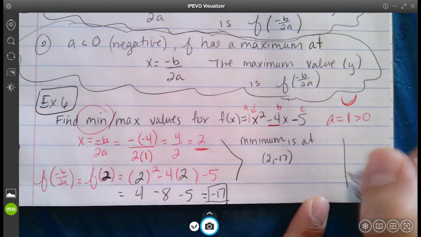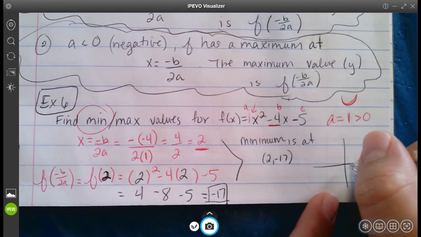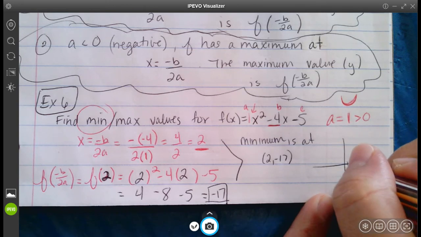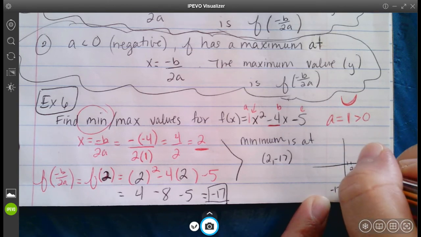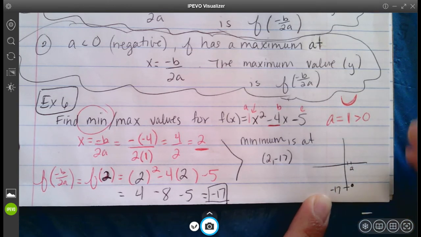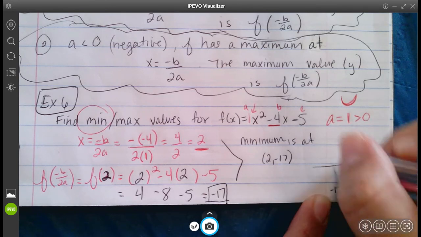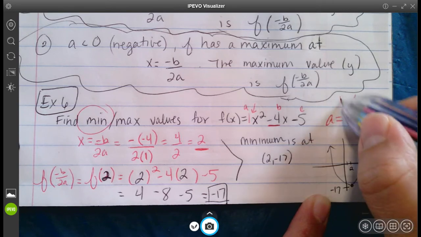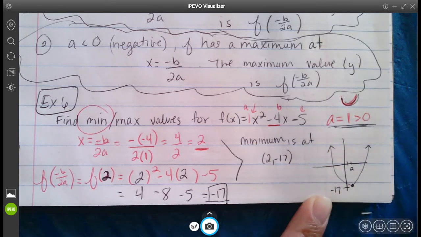So just really quickly, this was going to be kind of hard to graph because that's kind of a low point. So 1, 2, and we'll just say this is negative 17. So that graph is way down here somewhere, with the point anyway. And it is going up because a is greater than 0.